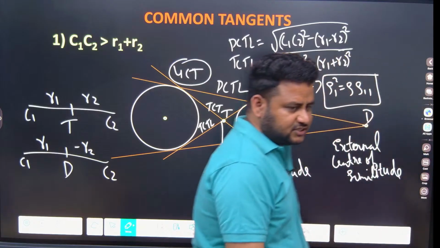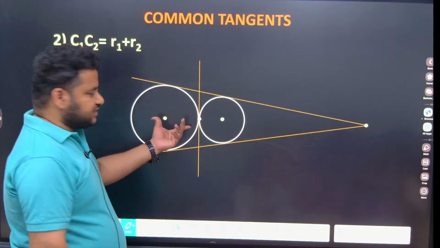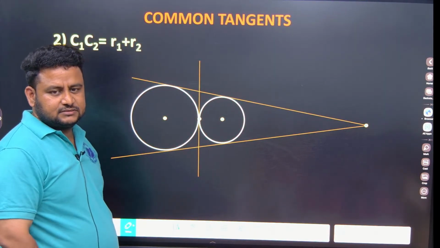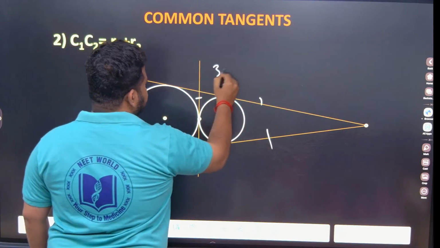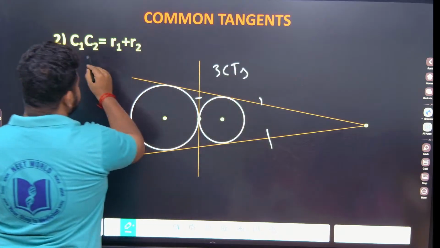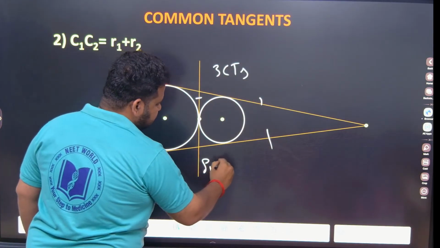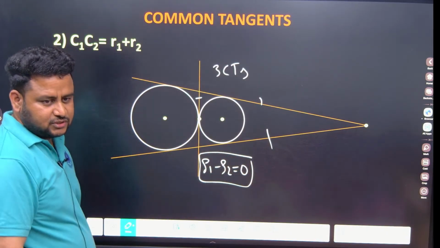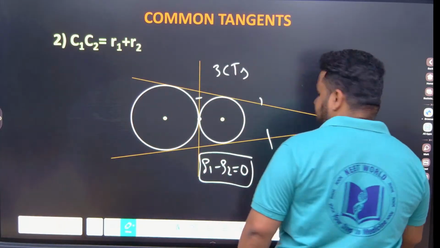Next, I have already discussed this, but let me reiterate. If the circles are touching like this, how many common tangents are there? 3. This one and this one. So C1, C2 is equal to R1 plus R2. The equation is given by S1 minus S2 is equal to 0. The common tangent is given by S1 minus S2 is equal to 0 for this one.